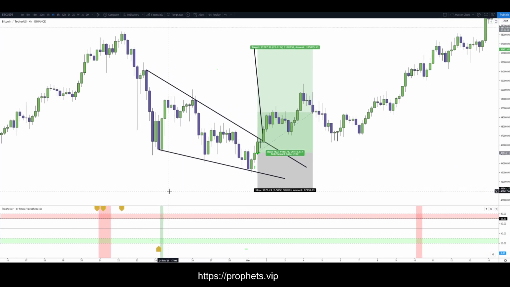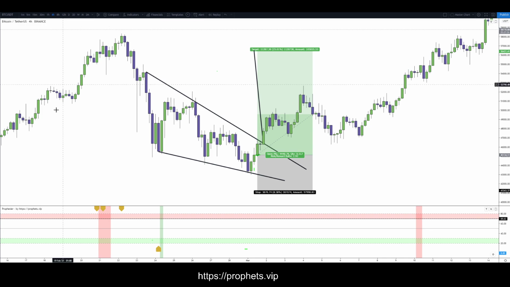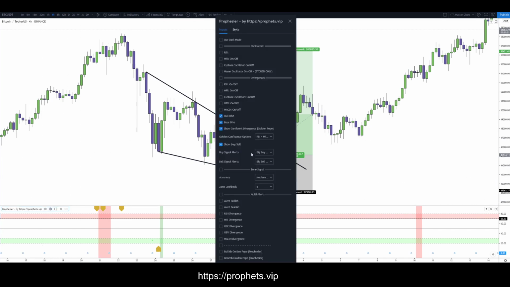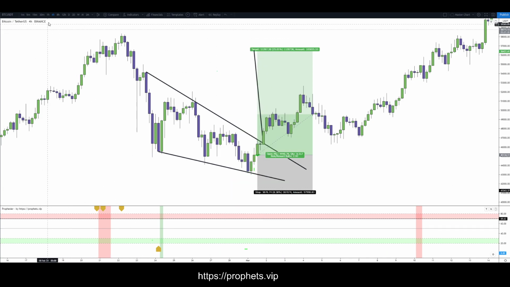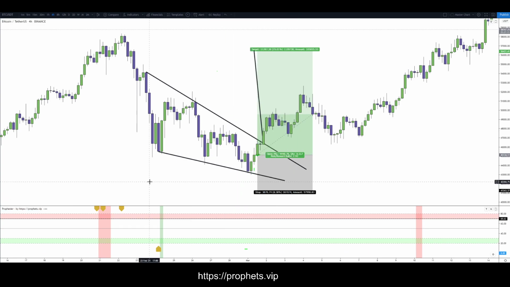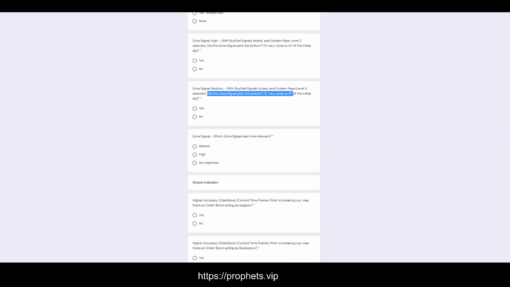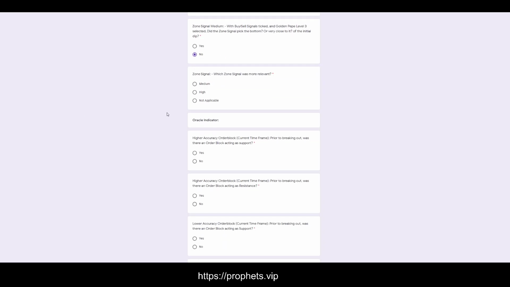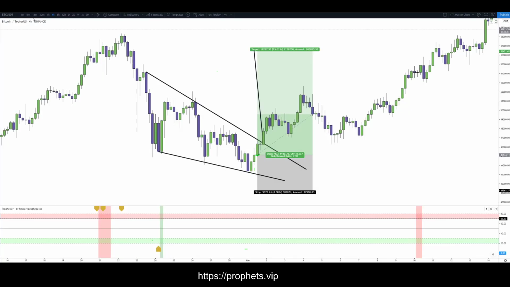Alright. So we'll come back up, go here. Cool. Was not relevant. I might just quickly check different lookbacks. See if anything changes with these lookbacks. No, no love. Cool. So no, it was not. Which zone signal was more relevant? Not applicable, right? So if there was a medium one there, yes, and a high one, no, or both there, but the medium one was better, then you choose the medium one here, or not applicable if neither of them were relevant. All right. So that's Prophet here done.